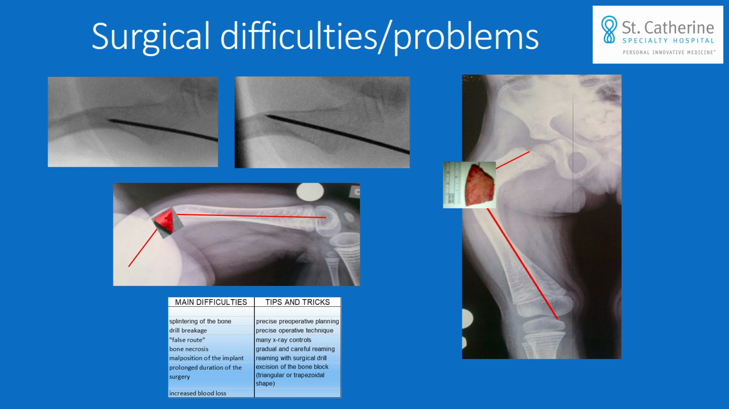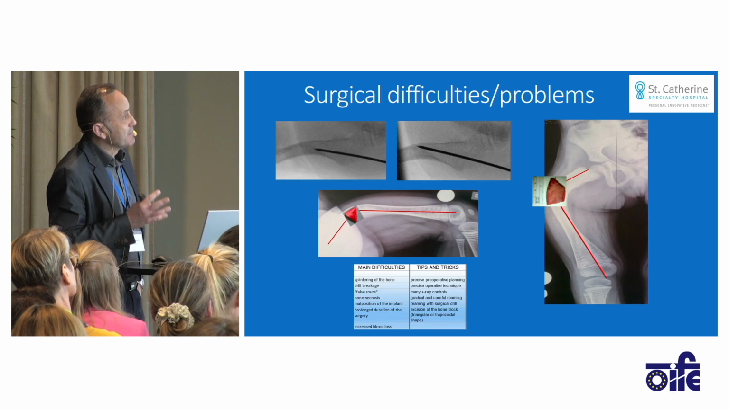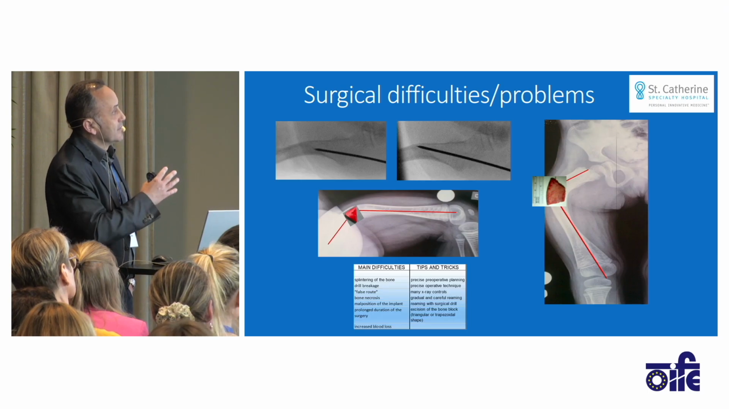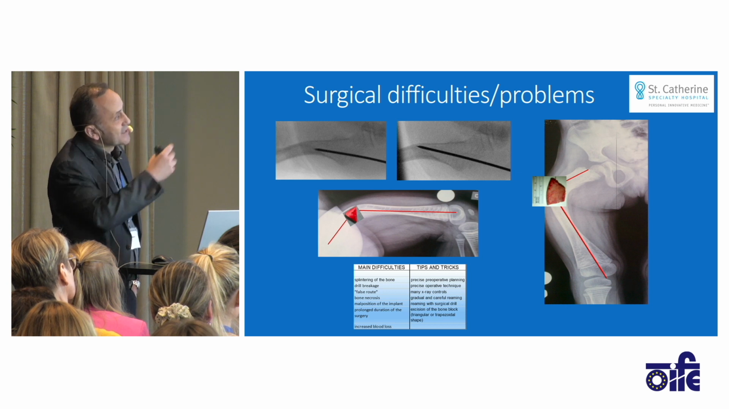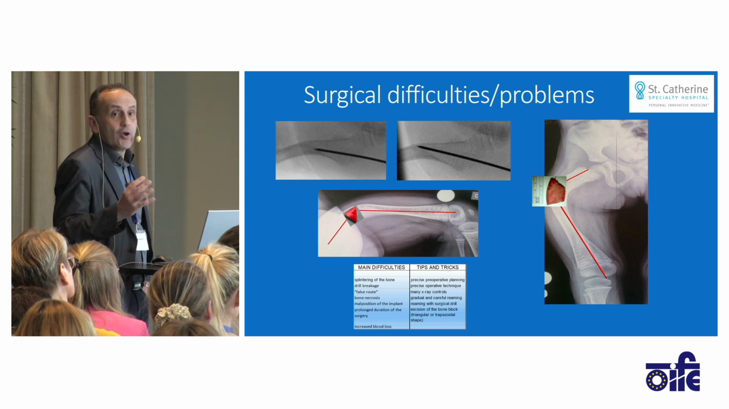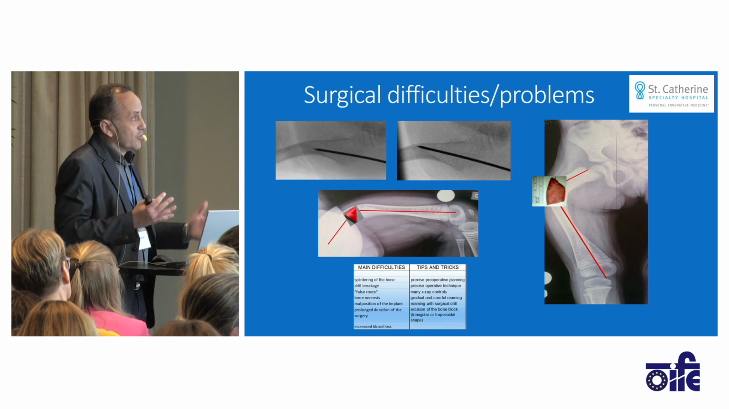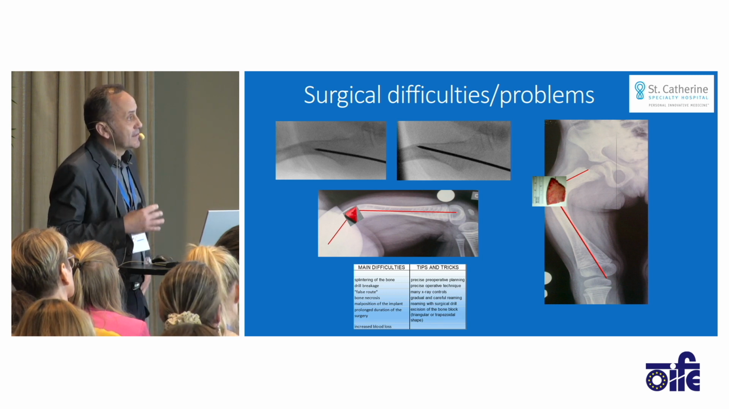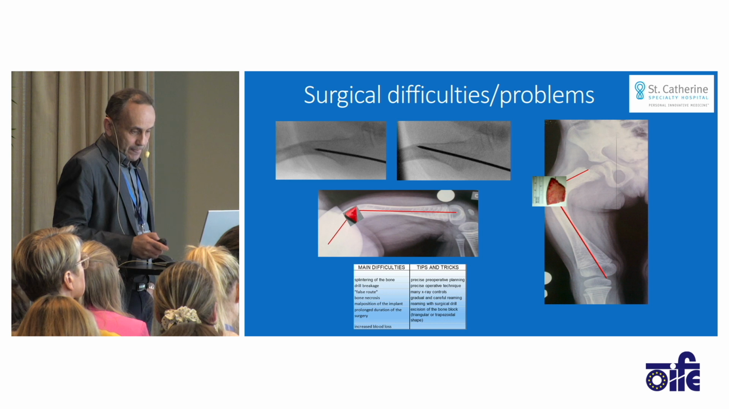We have our tips and tricks for how we solve these problems. Maybe interesting is that to make the bone straight, sometimes we should excise part of the bone, and you can see on these two X-rays two examples, one triangular and one trapezoidal bone block, which we excise from the original bone to get a straight position.